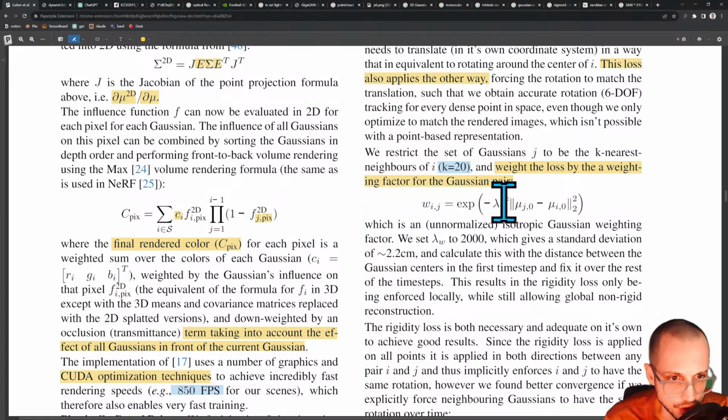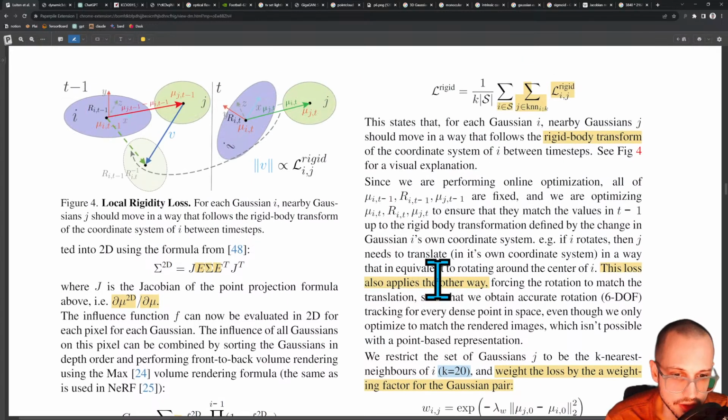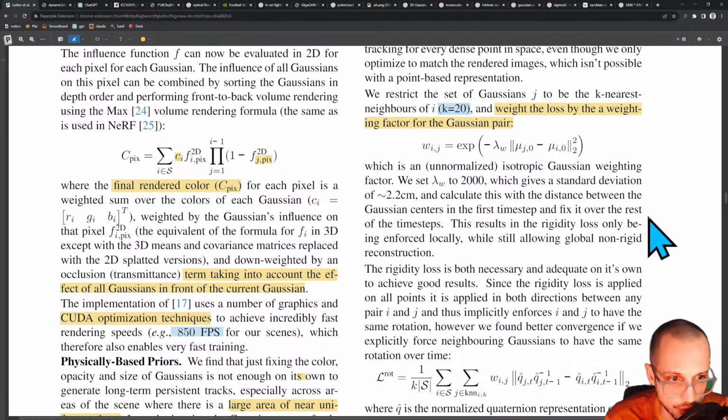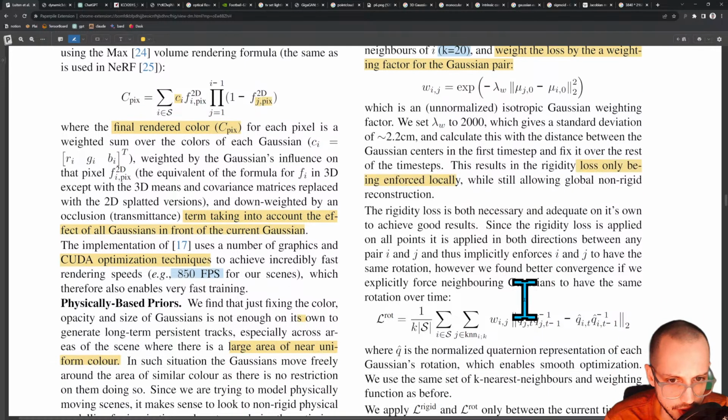Yeah, so you're weighting it, and then you're also limiting it to these neighborhoods of 20 points, which means that it's only going to be enforced locally. The rigidity loss is both necessary and adequate on its own to achieve good results. Since the rigidity loss is applied on all points, it is applied in both directions between any pair i and j, and thus implicitly enforces i and j to have the same rotation. However, we found better convergence if we explicitly force neighboring Gaussians to have the same rotation over time.